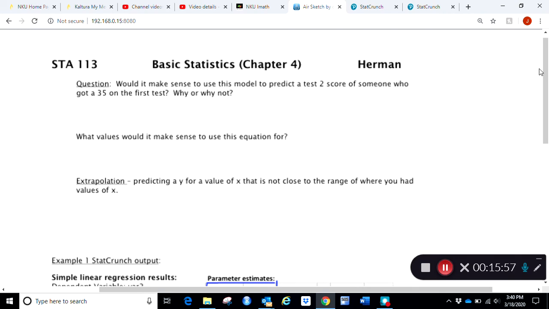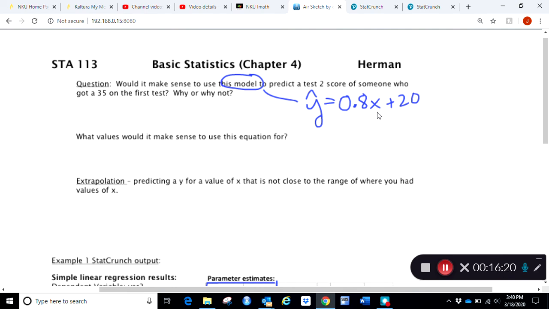Now, first, when I'm saying this model, what exactly do I mean by this model? Well, this model we're talking about is this equation of the line that we found, this 0.8x plus 20. So in a sense, I'm really asking, could I plug a 35 in for x? Would that be reasonable to do?